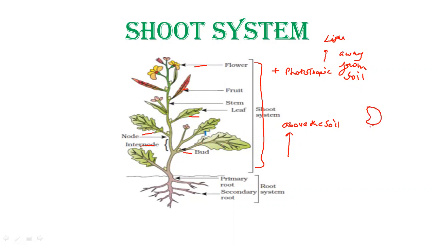Suppose that this is seed, this is radicle. From radicle, what develops? Root. And this is the plumule. From plumule, a shoot develops. So radicle, root, plumule, shoot.